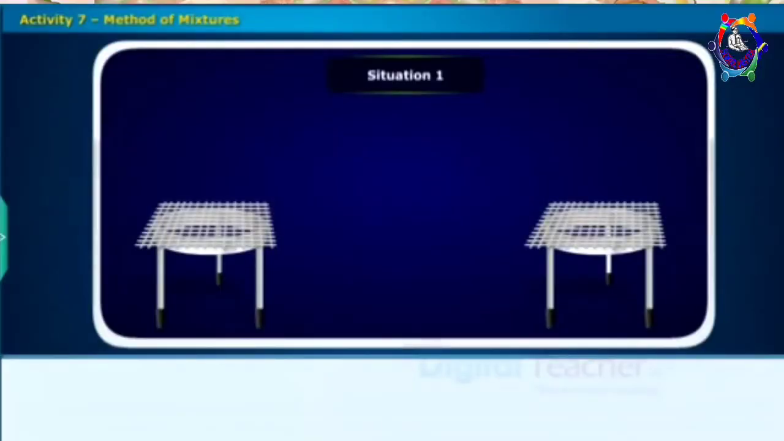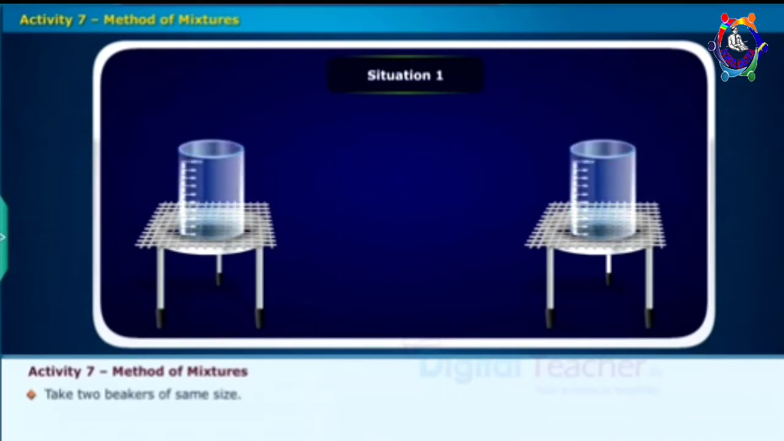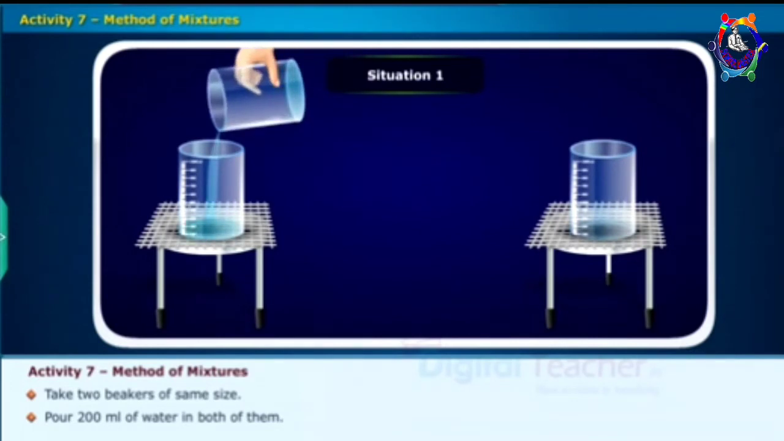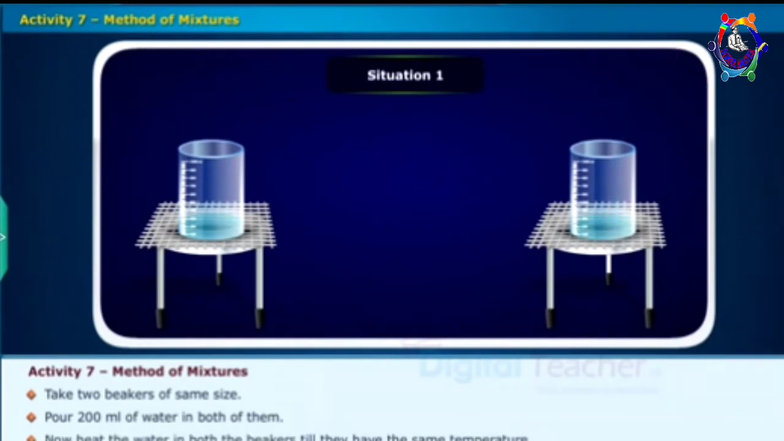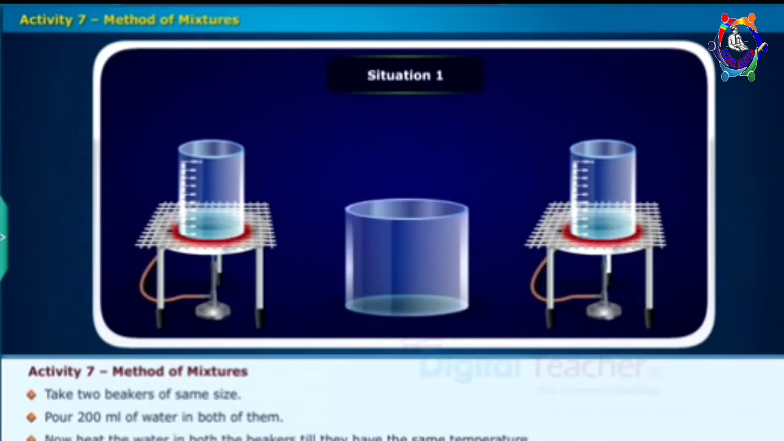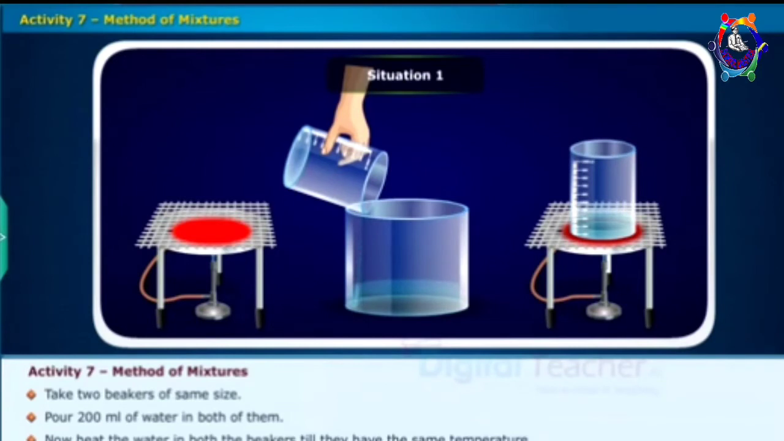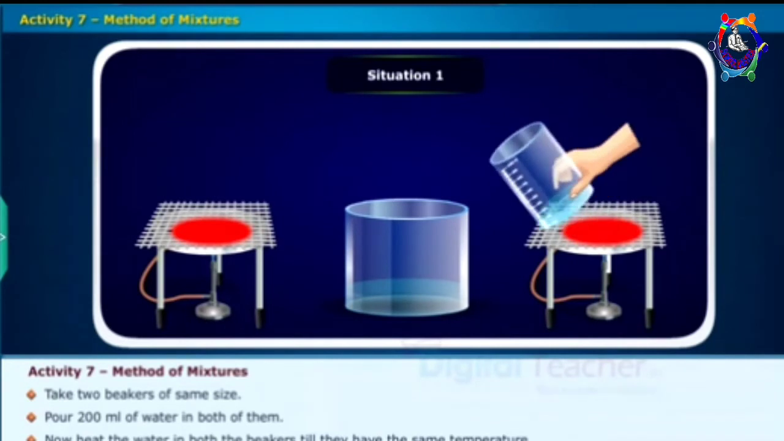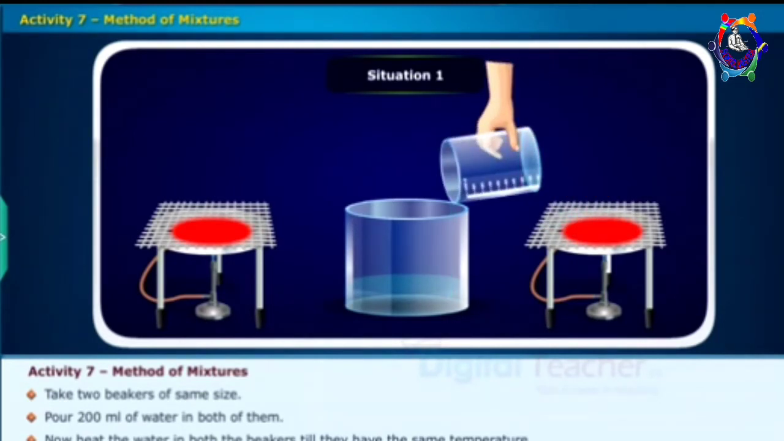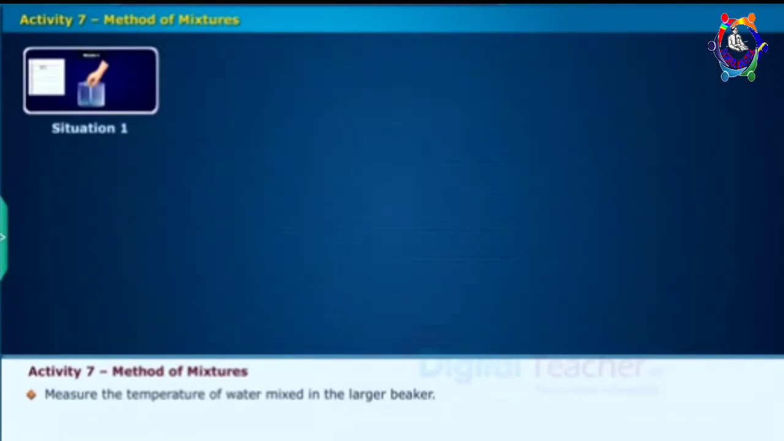Let us perform an activity for the method of mixtures. Situation 1. Take 2 beakers of the same size. Pour 200 milliliters of water in both of them. Now heat the water in both the beakers till they have the same temperature. Pour the water from these 2 beakers into a single larger beaker. Measure the temperature of the water mixed in the larger beaker.